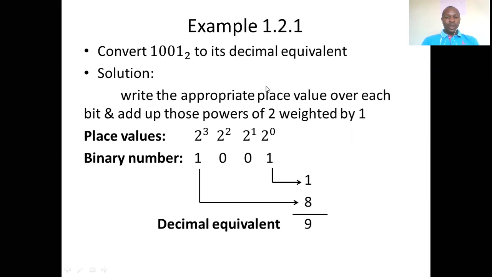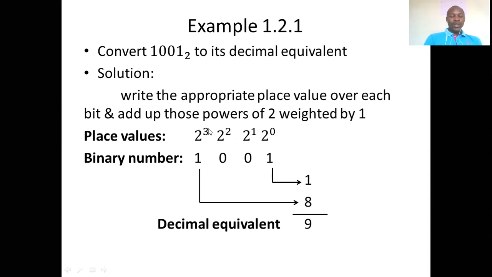Right. Like we saw previously, we have our number here, 1001. This is in base 2. We write it here, 1001, and then we write the place values here. Right. This is place value 0, 1, 2, 3. So this is 2 to the power of 0, 2 to the power of 1, 2 to the power of 2, and 2 to the power of 3.